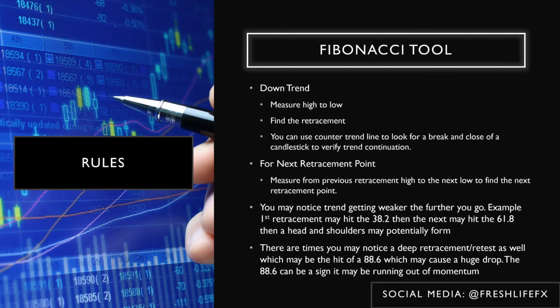Then a head and shoulders may potentially form. There are times you may notice deep retracements or retests as well, which may be the hit of an 886. At that point, if it retraces back and hits an 886 at that pattern, you can expect a huge drop. So the 886 would be a sign that it's running out of momentum, and it may flip after that push. That's what you're basically looking at with this tool, and I will show an example of how to actually use this tool next.